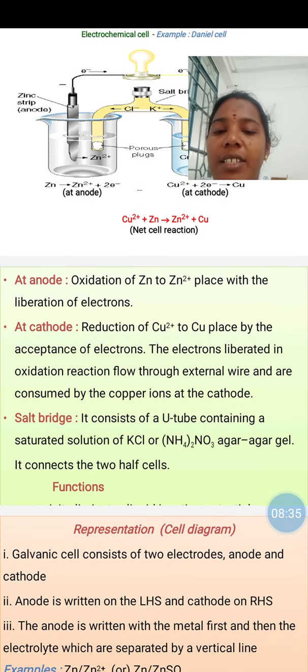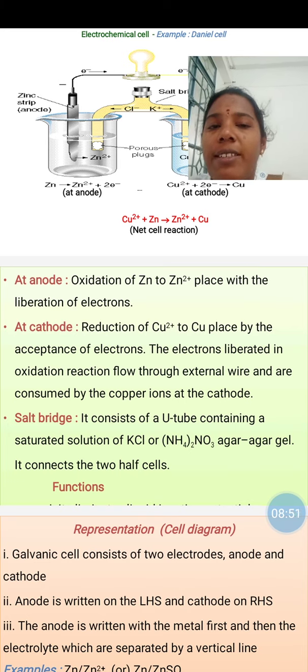The salt bridge is a U-tube containing a saturated solution of KCl or NH4NO3 in agar-agar gel. It connects the two half cells. So the cell consists of two half cells connected through a circuit, and the two electrodes are connected through a wire. The two electrodes are placed in an electrolytic solution, and the two electrolytic solutions are connected through a salt bridge. That is a cell.